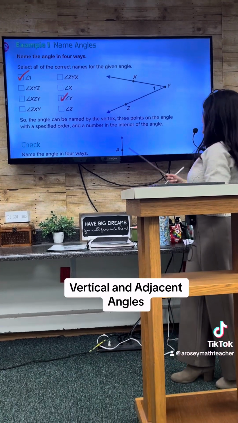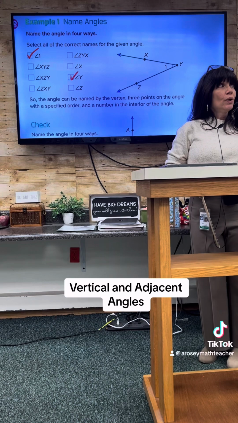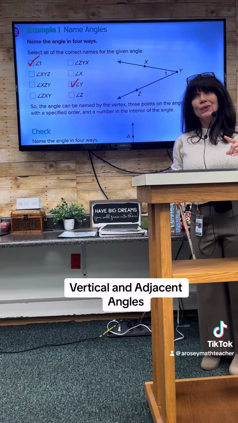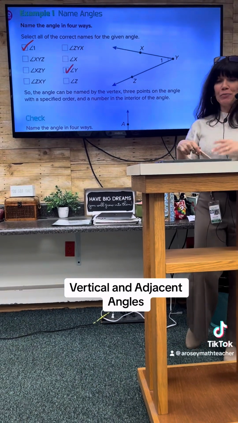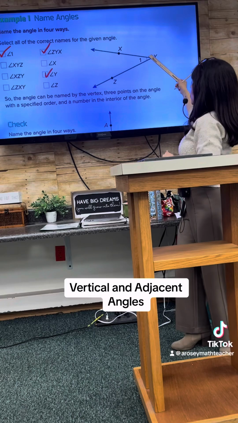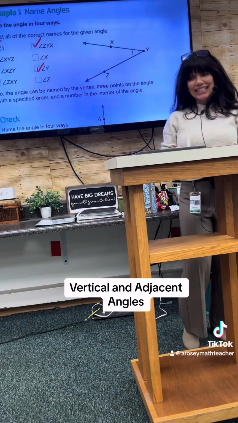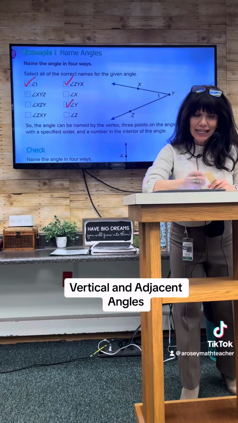Can it go by angle YXZ? Yes or no? No. The middle child has to stay in the middle. Can it go by angle ZYX? Yes, because the middle child stayed in the middle. Can it go by angle XYZ? Yes, because the middle child stayed in the middle. X, Y, Z. And that's it for this part.